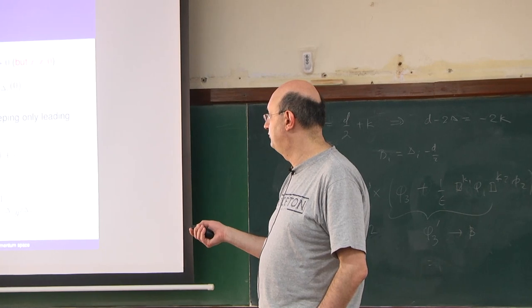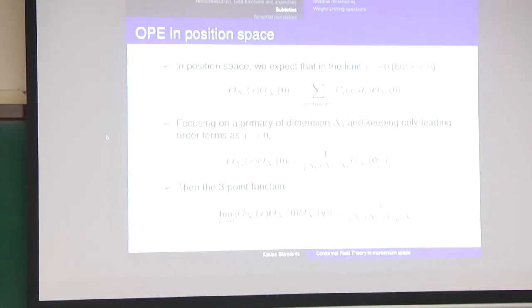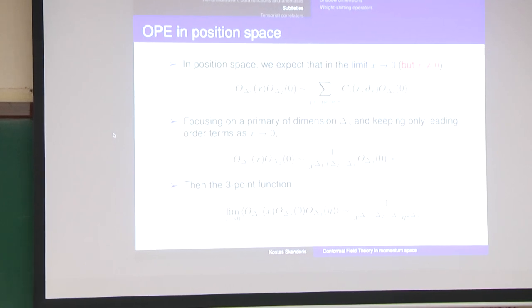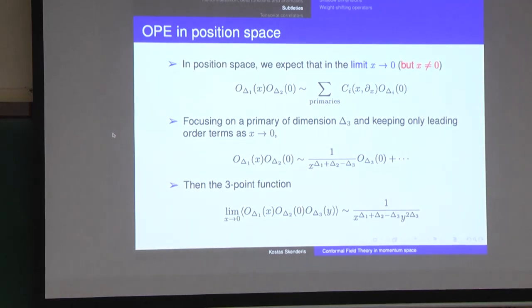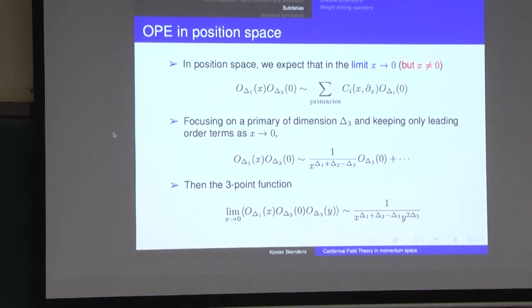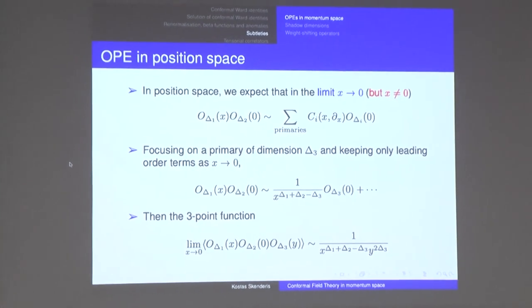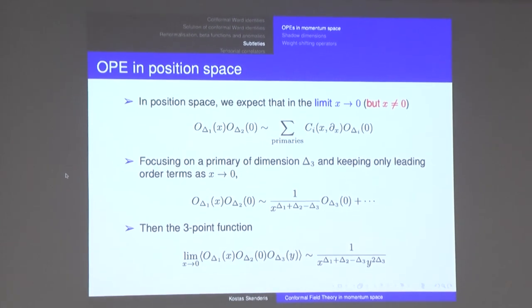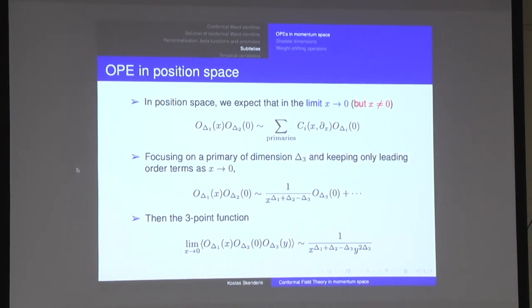So again, in position space, you have two operators and you take them close to each other. Then this is given by some of our co-primaries with some coefficients and then some derivatives to take care of descendants. But one should always remember, something that people often forget, that this relation here is not valid when x is exactly equal to zero. So you go x close to zero, but not exactly zero.